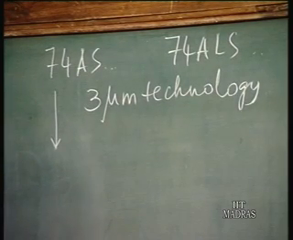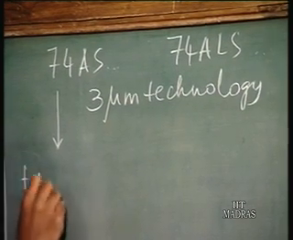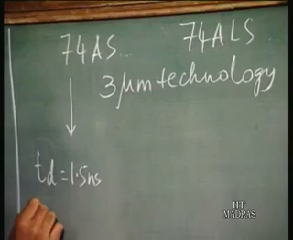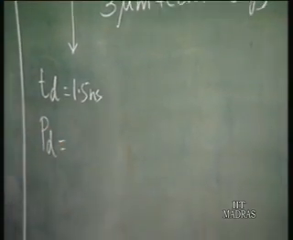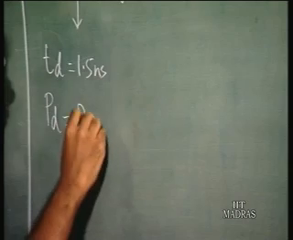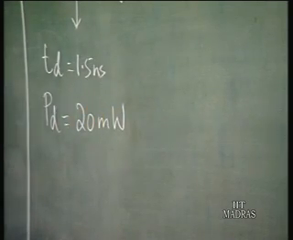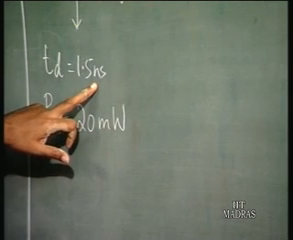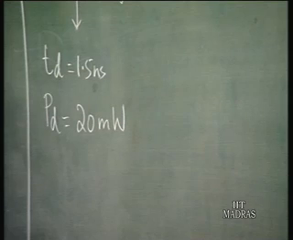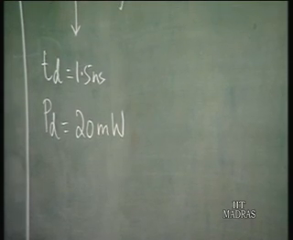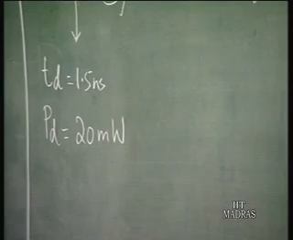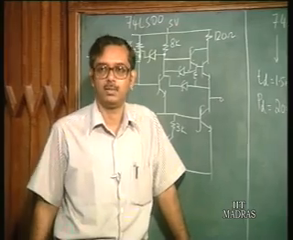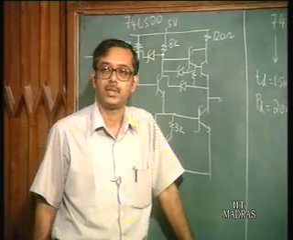So, for the 74AS, the improvements were quite remarkable. The delay was 1.5 nanoseconds, whereas the power dissipation for this gate was 20 milliwatts. So, the delay has come down to 1.5 nanoseconds from 3 nanoseconds in the Schottky 74S00, and the power dissipation of course remains the same. So, you see that there is a lot of improvement. In fact, the advanced Schottky series is the fastest of all the TTL series available. So, this is the minimum delay which is reported.